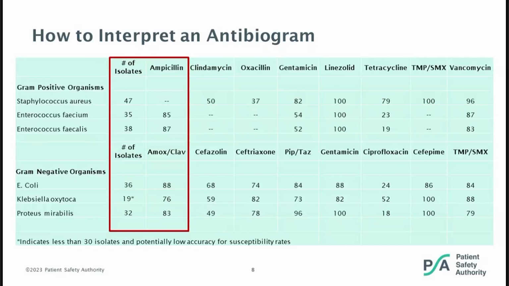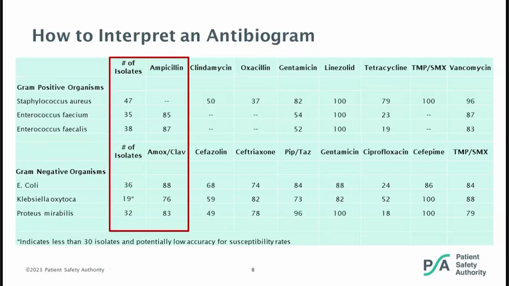If we drop down to the gram-negative organisms, we see that the number of isolates is 36, and then the number 19, which is lower than 30, and this indicates less than 30 isolates and potentially low accuracy for susceptibility rates. Again, you want to have higher than 30 isolates in order to give you statistically significant results.